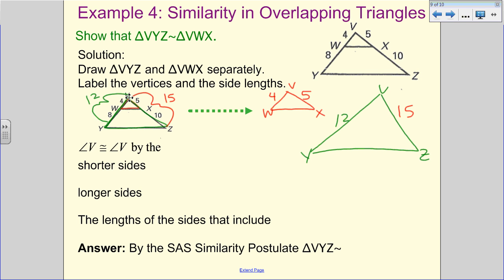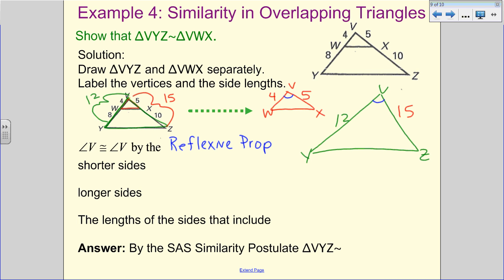So if we take a look, each triangle has angle V. So we can mark angle V as being congruent. That's the reflexive property when it's the shared angle. So angle V is congruent to angle V.